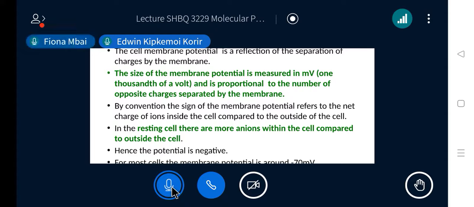Hello, Prof. Yes, sir. I've got a question. Go ahead. You said that the movement of the molecules from high concentration to low concentration leads to a release of energy. So I was asking myself, where does that energy come from? The movement of the ions. Okay, thank you. You're welcome. Anybody else?